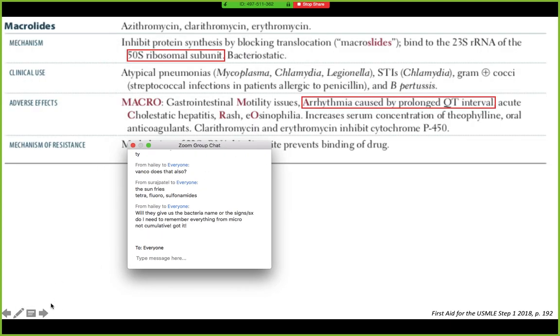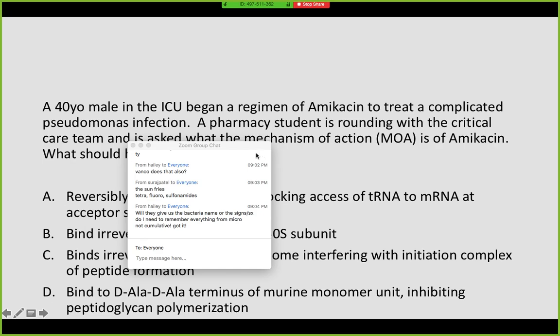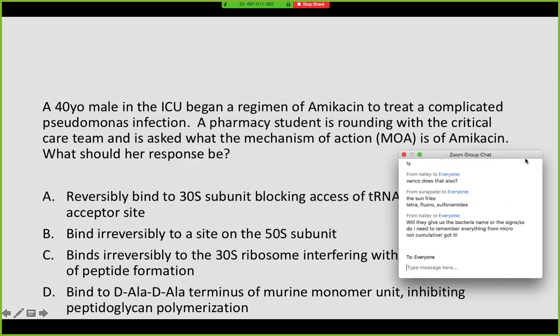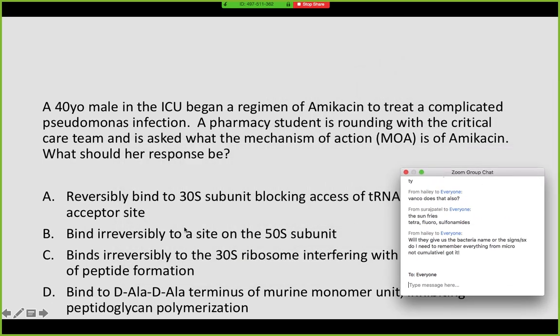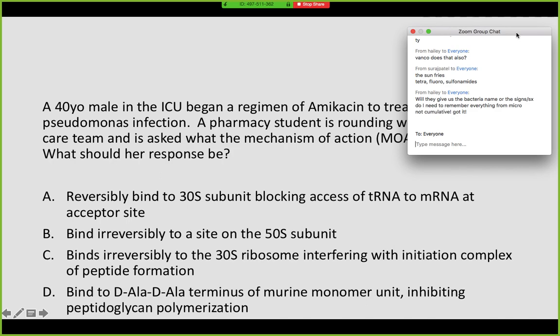Okay. Keep going here. All right. So, a 40-year-old male in the ICU began a regimen of amikacin to treat a complicated Pseudomonas infection. The pharmacy student is rounding with the critical care team and is asked what the mechanism of action is of amikacin. What should her response be?